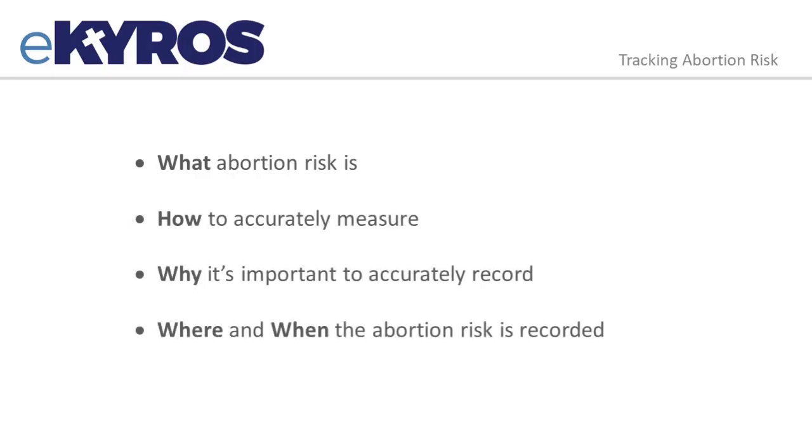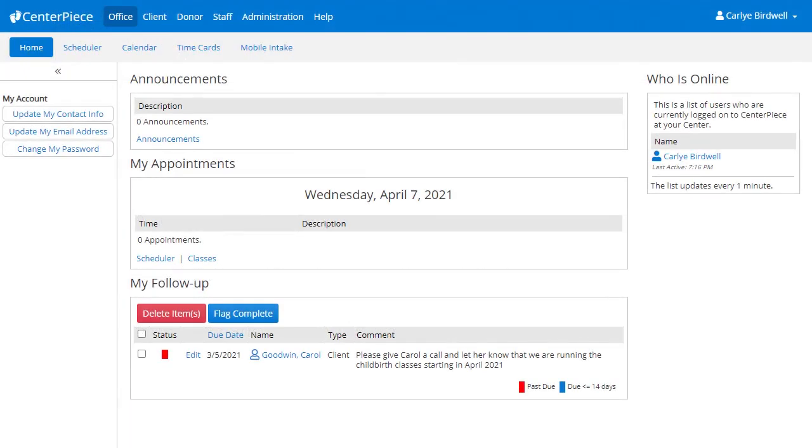So now that we understand what abortion risk is, how it's measured, and why it's important to accurately record, let's talk about where and when the different risk levels are recorded. To do that, let's look at a tool in Centerpiece called the At-Risk Timeline that displays all of this information on one easy-to-read page. To access the At-Risk Timeline, let's go to Centerpiece and first click on the Client tab.